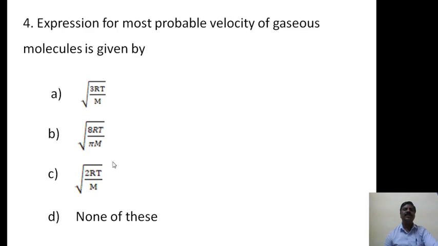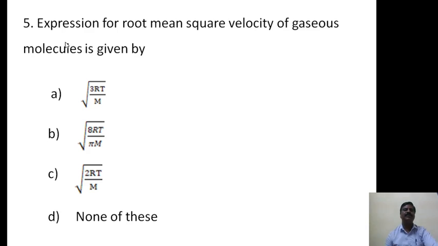The C option is the correct option of this question, because the square root of 2RT by m is the expression for most probable velocity of gas molecules. Therefore, C is the right option.